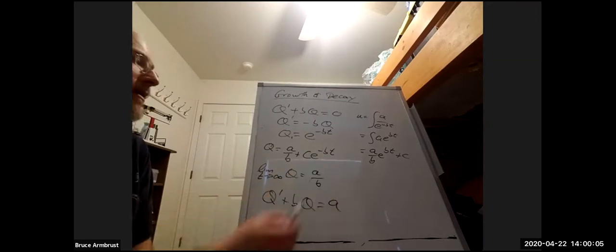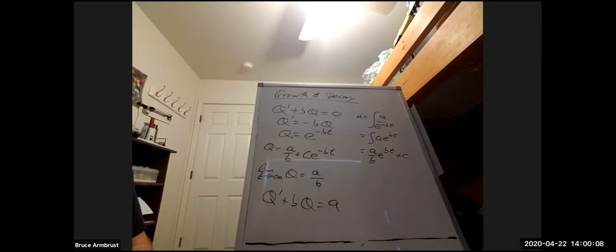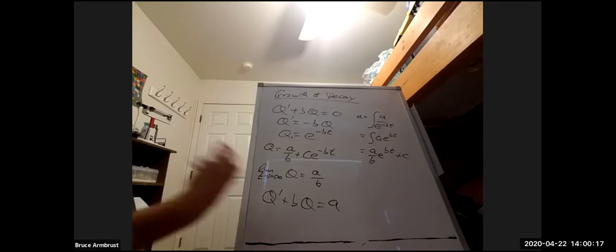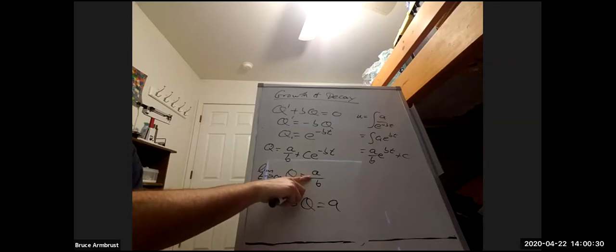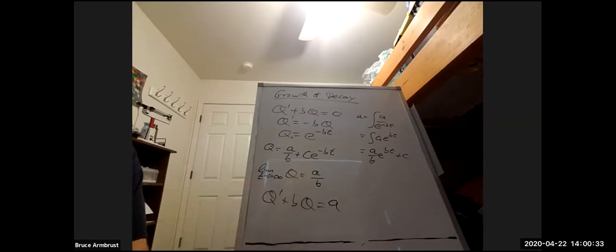It's going to go towards a over b. Correct. The e to the minus bt bit is going to go away, and what we're going to be left with is a over b. So in the context of this nuclear facility, we're going to end up with, long-term, a certain amount of this radioactive material. The A was how much we were pumping in every year, so that should make sense. If I increase how much I'm producing each year, long-term I'm going to have more, and it will decrease if we have less. But notice it also depends on B. The bigger B is, the less stuff we're going to have long-term.